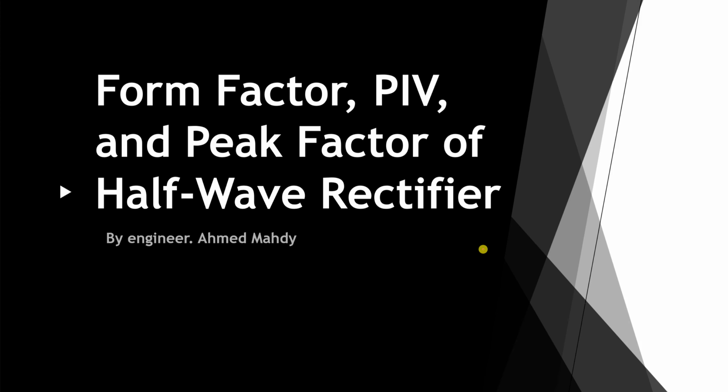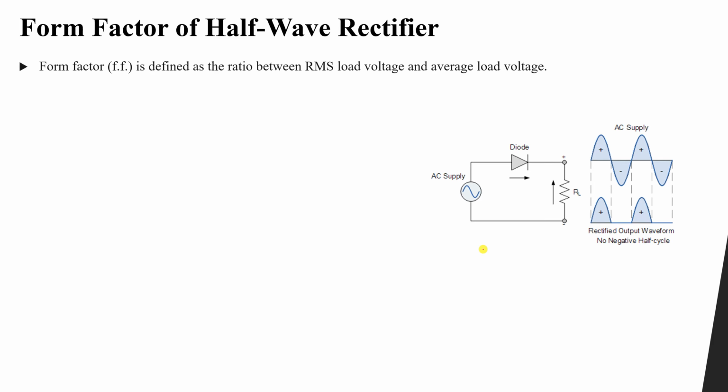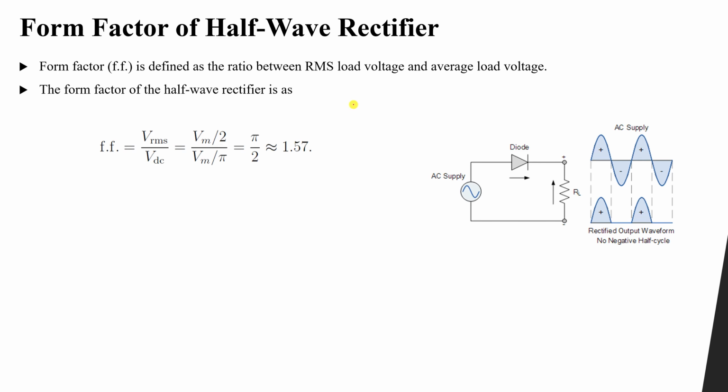Welcome everyone. In this lesson we will talk about some other factors or definitions regarding rectifiers: form factor, peak inverse voltage, and the peak factor of the half wave rectifier. Starting with the form factor, what does form factor mean? It is a ratio between the root mean square voltage and the average load voltage. So it will be like this: VRMS divided by VDC.